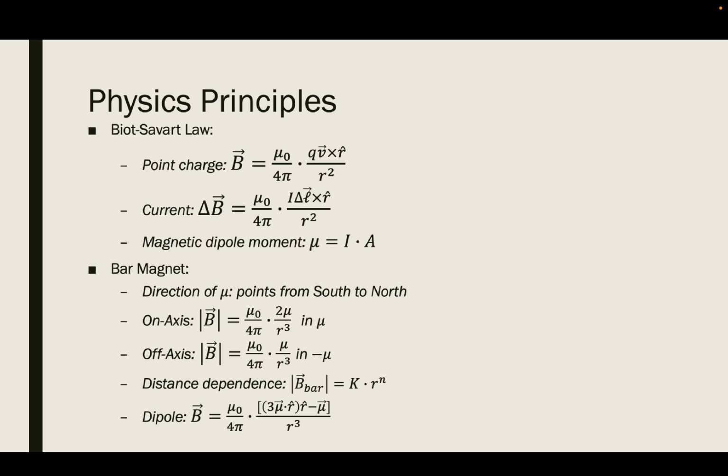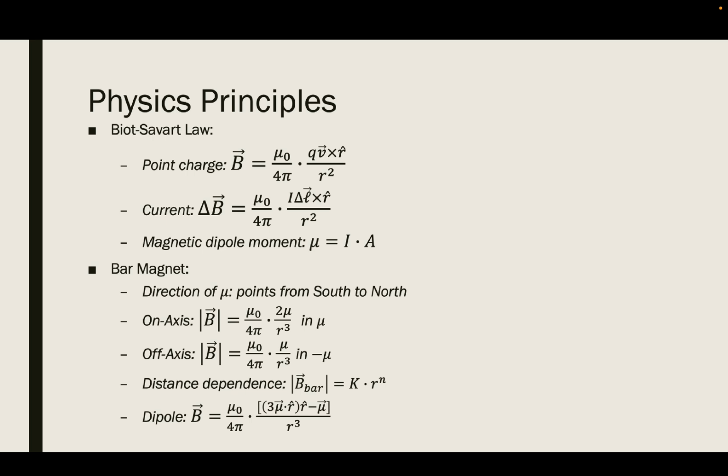The other concept introduced is called the magnetic dipole moment. It's similar to the electric dipole moment, while the equations are different. The magnetic dipole moment is given as the current times the area. For a loop current, for example, the magnetic dipole moment is given as the current times pi r squared.